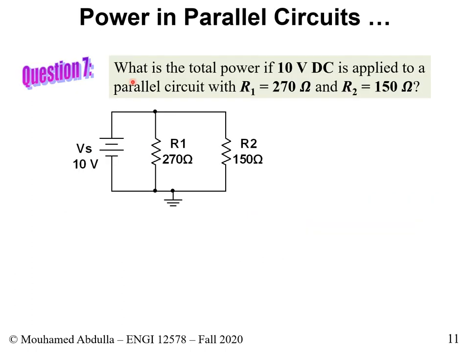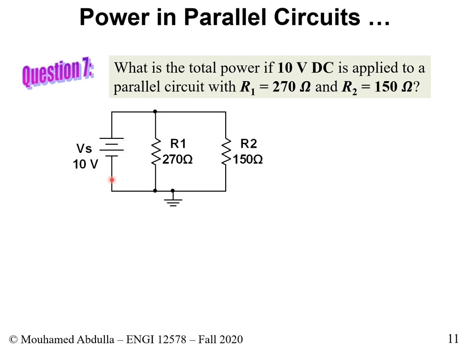Question 7, what is the total power if 10 volts DC is applied to a parallel circuit with two resistors, R1 270, R2 150? So in other words, we give you a circuit, and we tell you what is the power dissipated by this circuit. First of all, you just inspect it and look at it. Is this a series circuit? Is it a parallel circuit? Clearly, it is parallel. These components are placed in parallel to the source.